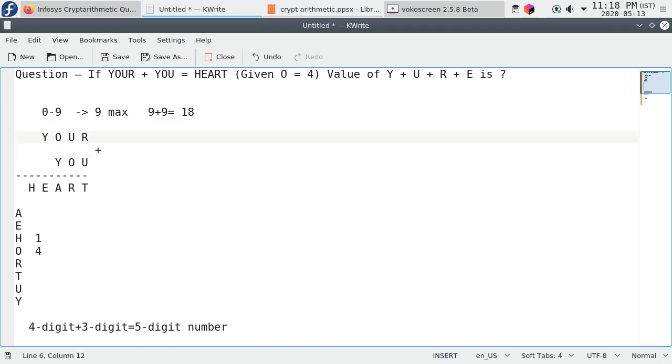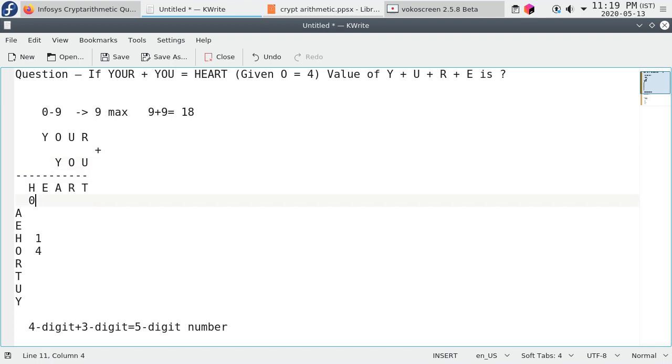Here they gave a four-letter word and a three-letter word, and it generates a five-letter word. A number should not start with 0. For every letter you need to assume a value between 0 and 9. That is the input, and based on this constraint we need to assume the numbers for each letter. Can I assign 0? Carry is always 1 or 0.